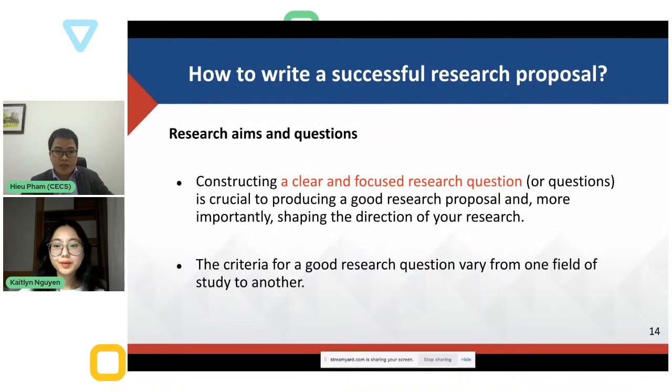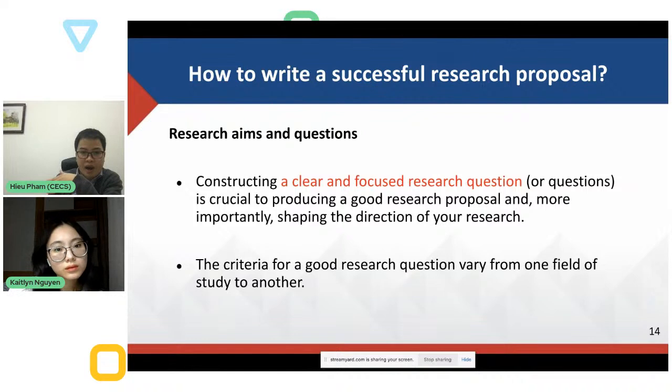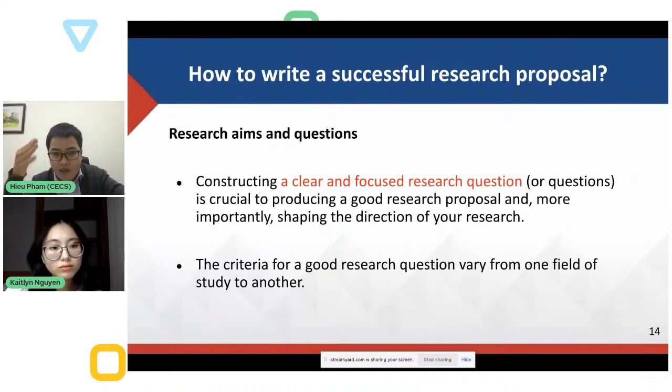After the introduction section, we follow with research aims and questions. In this section, you need to have a clear and focused research question. It's really important, because if you cannot define something clearly, you cannot have a good direction to follow. A clear and focused research question will shape the direction of your research. To have the right direction and a clear research question, as I mentioned before, we need to do a literature review, right? This is why I told you literature is really important.